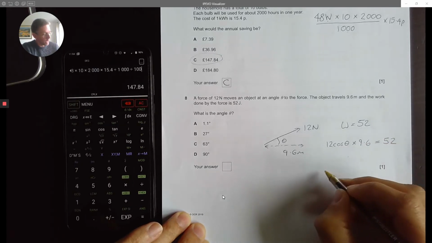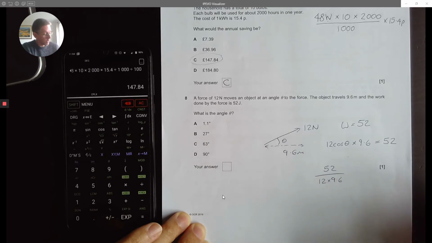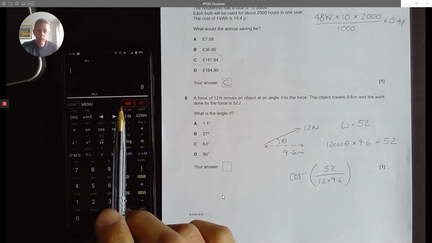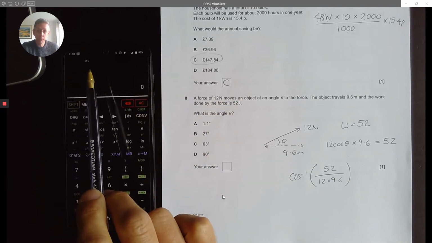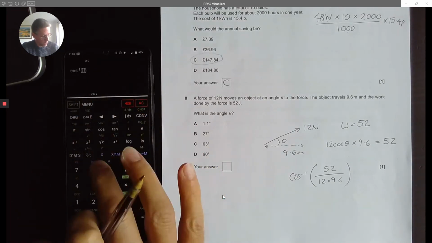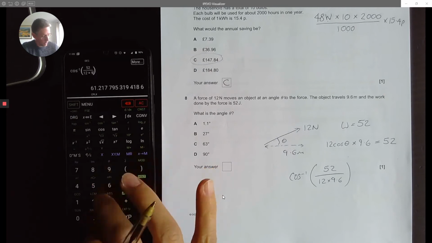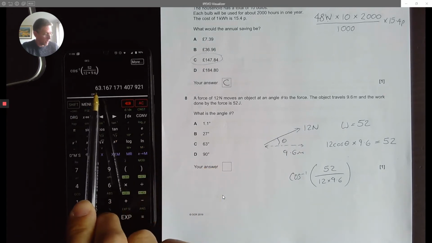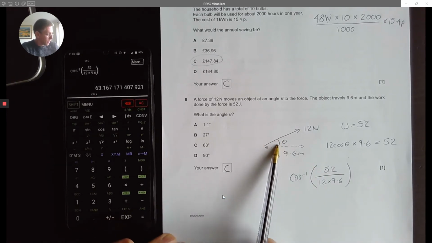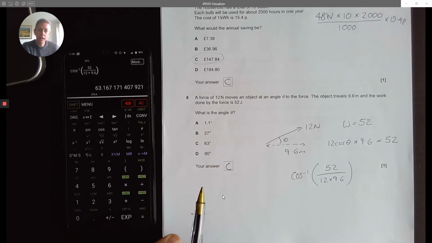So to get theta out of that, we need to rearrange the equation, and that'll give us cos theta, so we just need cos to the minus 1 of that. So when you do this, just check that your calculator is in degrees before you start, otherwise you're going to get the wrong answer. So cos to the minus 1 of 52 over 12 times 9.6, and our answer is 63 degrees, which is answer C. If you accidentally use cos instead of sine, you'll get the answer 27. So just be careful that you get the right trigonometry.